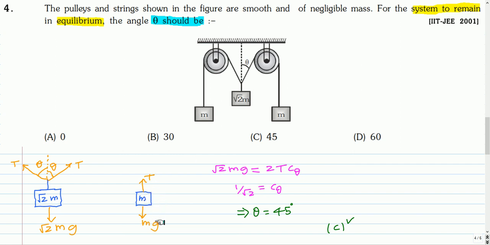The tension is equal to mg. So here we get root 2 mg as 2T cos theta, and using T as mg we get cos theta as 1 by root 2. That means that angle theta is 45 degrees. Correct option is option C.